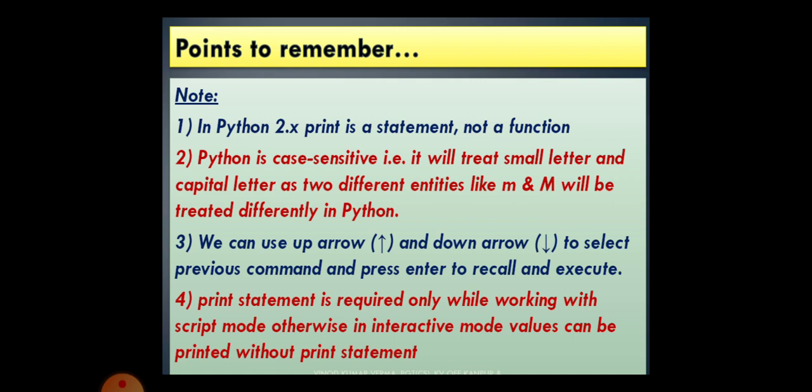That is, if you want to repeat any of the steps that you entered before, just go to that particular step using the arrow key, copy it into the current place, and press enter. So that line will appear in the current position. The print statement is required only while working in script mode. Otherwise, in interactive mode, values can be printed without the print statement.